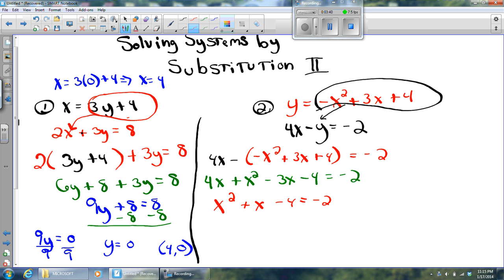Now it's a quadratic, so I want it to equal 0. So I'm going to add 2 to each side. I almost said add 0. That wouldn't do much, would it? So I'm going to add 2 to each side. And my transformed equation will be x squared plus x minus 2 equals 0.